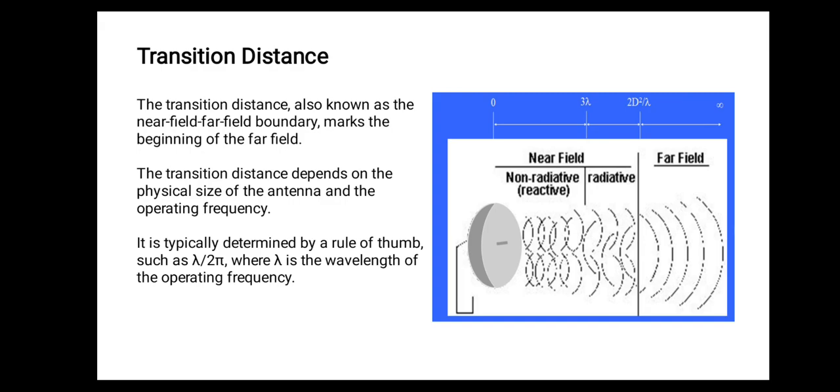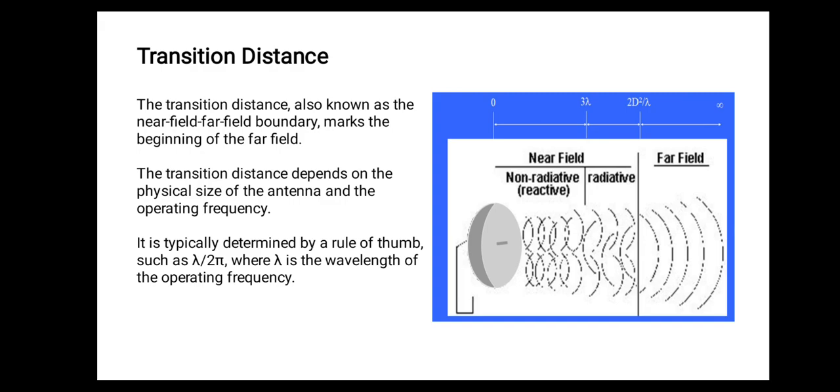Coming to the distance, you can observe here how the near field and far field transition distance will occur. The transition distance, also known as the near field far field boundary, marks the beginning of the far field. The distance depends on the physical size of the antenna and the operating frequency. You can see here that the transition distance depends on the non-radiative, reactive, and radiative regions.